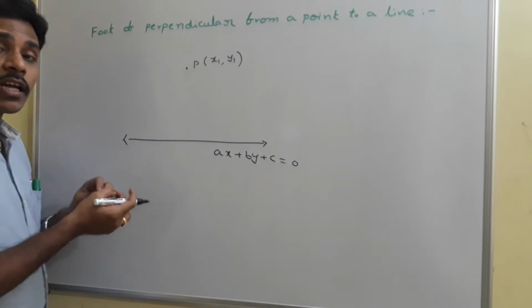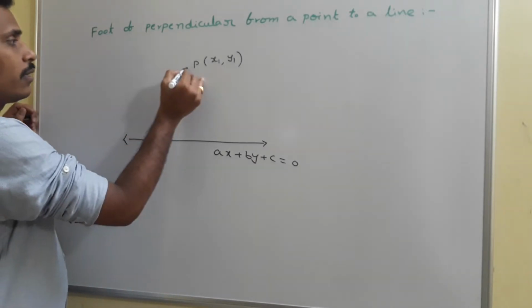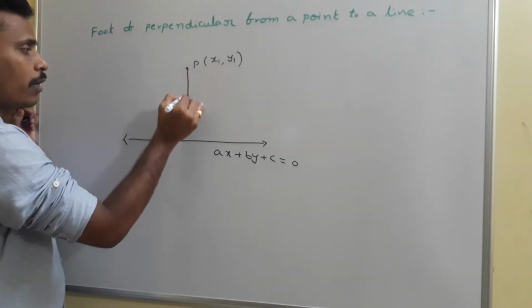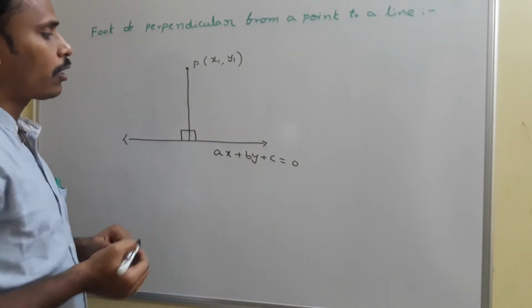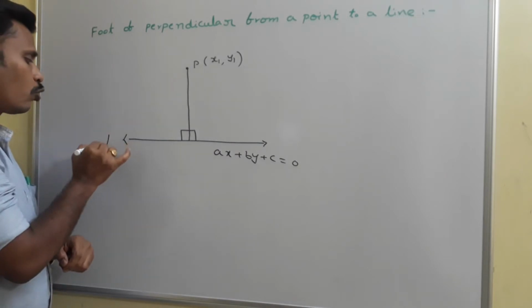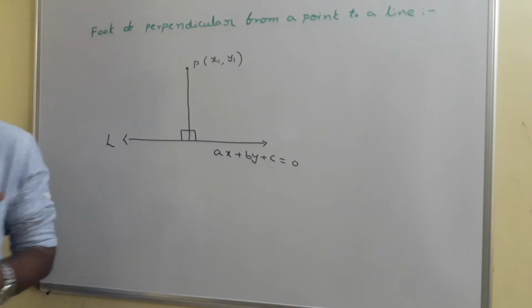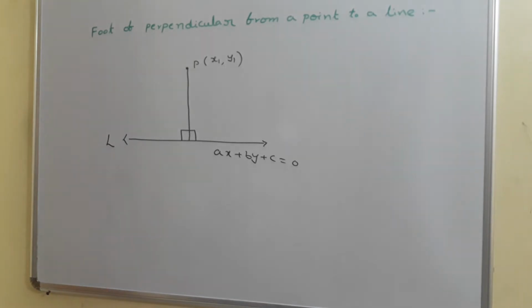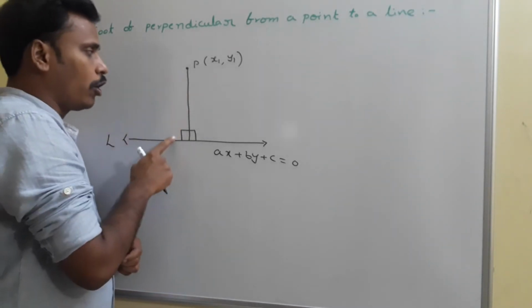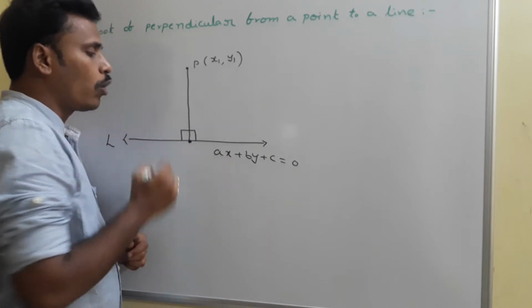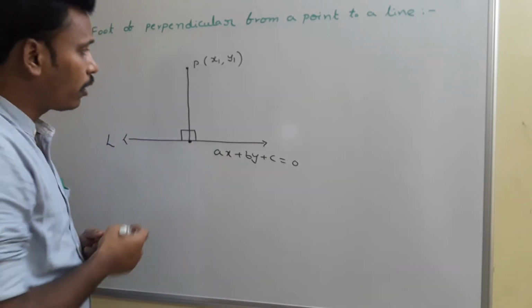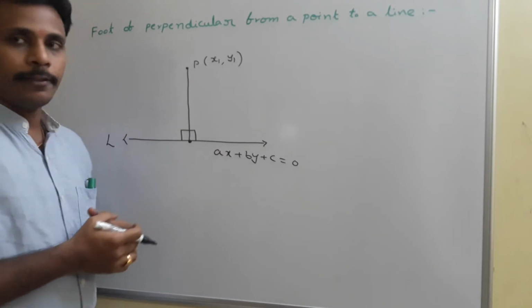The perpendicular from the point to the line is nothing but, if you draw a perpendicular from the point to the line, this is called the perpendicular from the point P to the line. Now our discussion is to find the foot of perpendicular. What is the foot of perpendicular? This is the perpendicular and this point is known as the foot of perpendicular from the point to the line.